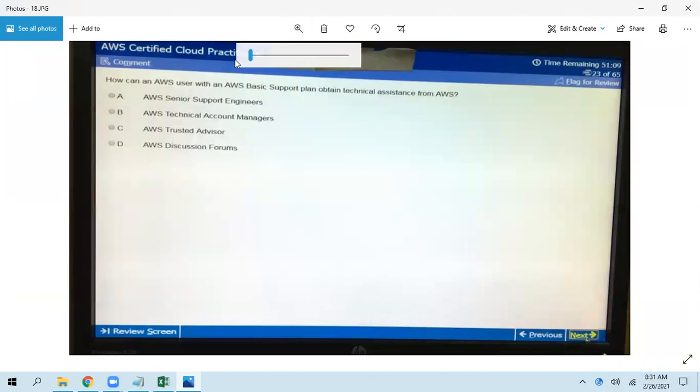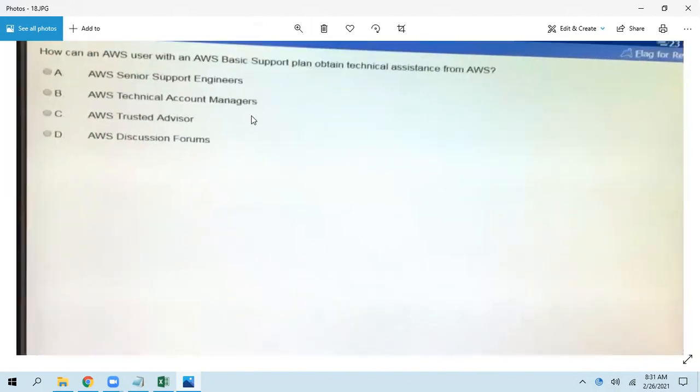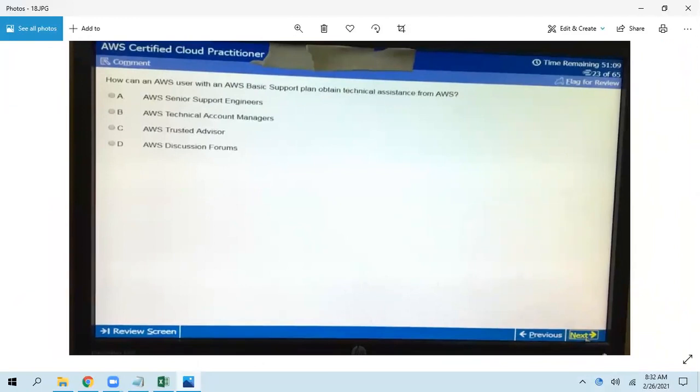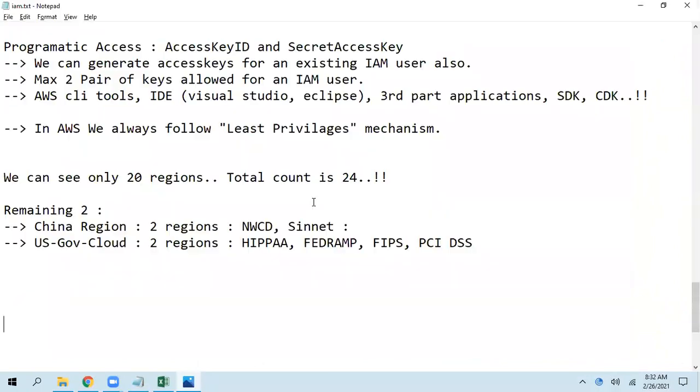Okay, under the Basic Support plan, what can AWS users with the AWS Basic Support plan obtain technical assistance from? Are they going to get assistance from technical discussion forums? Yes, from discussion forums. Right, so these are some questions related to IAM.